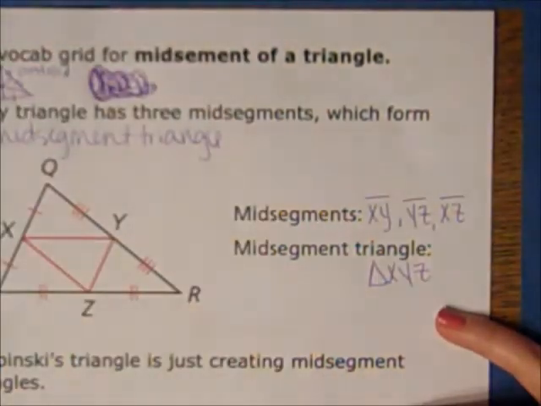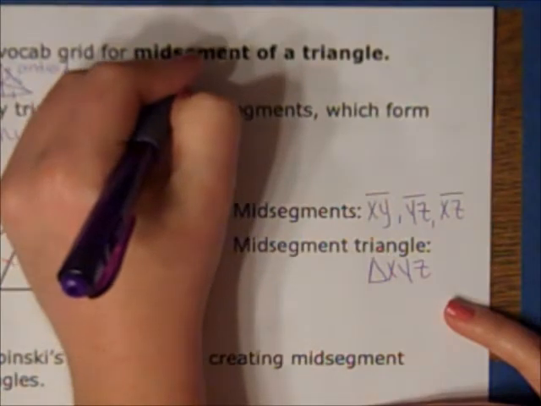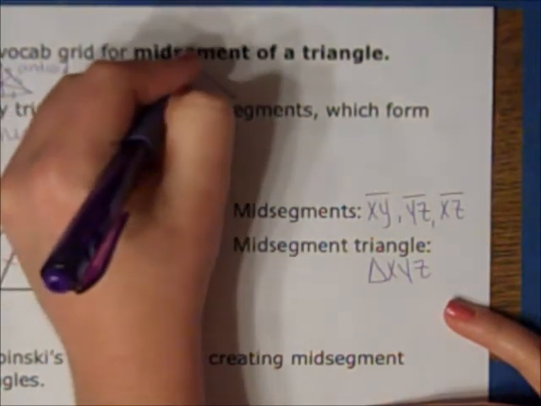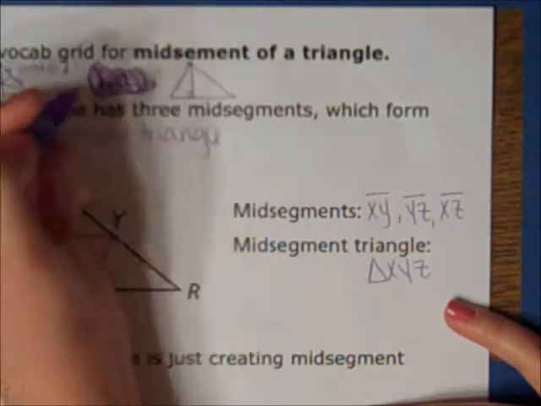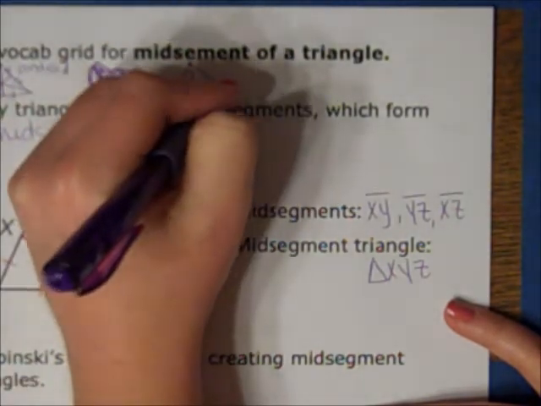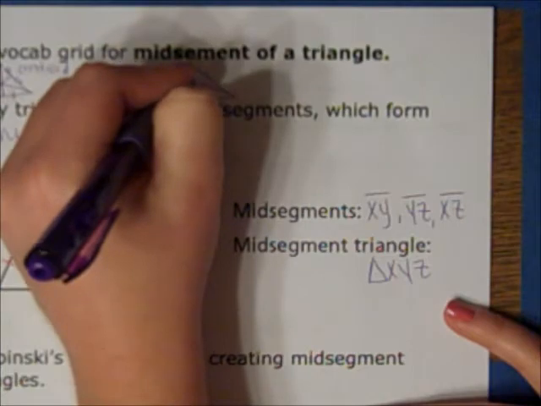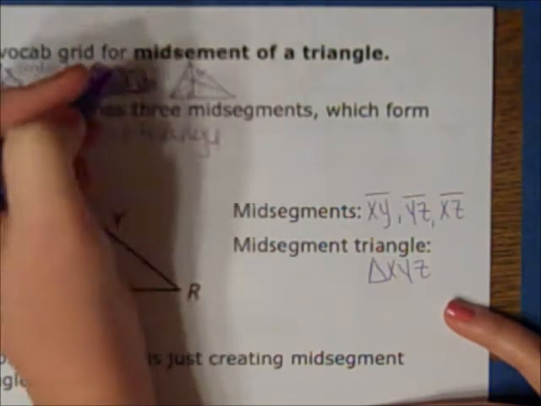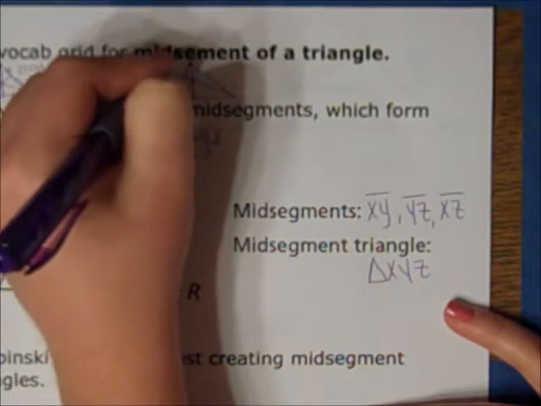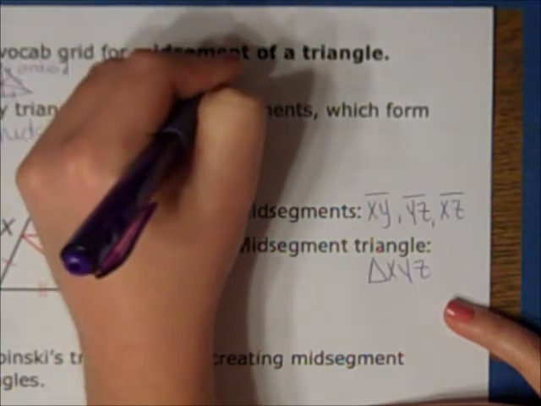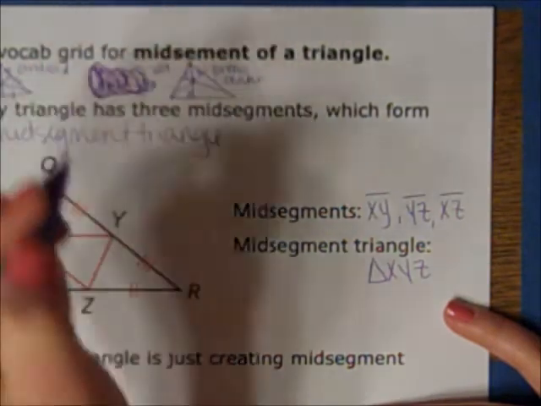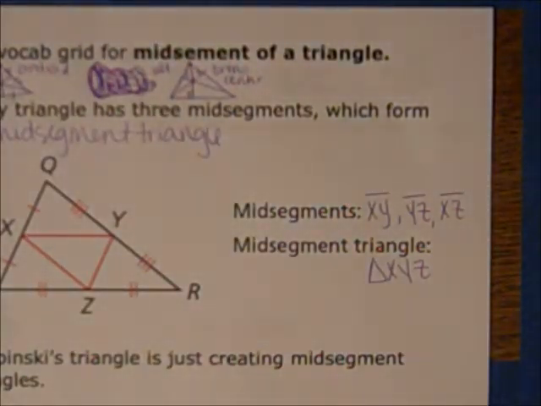Then we also had altitudes, where you have the vertex to the perpendicular point on the other side. Those are all made up of altitudes, and together when they intersect, you find the orthocenter. Okay, and what we're going to learn about today is a midsegment.